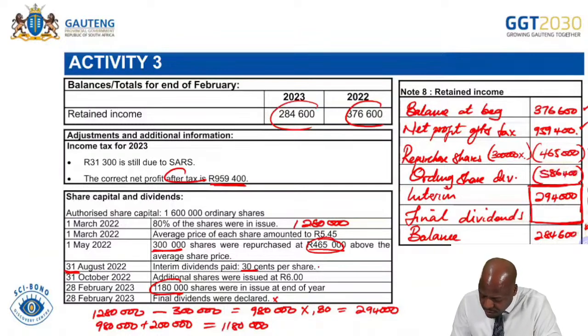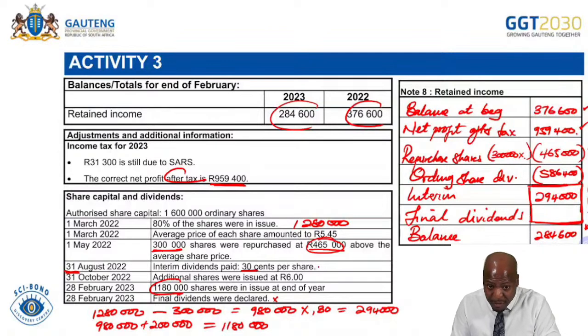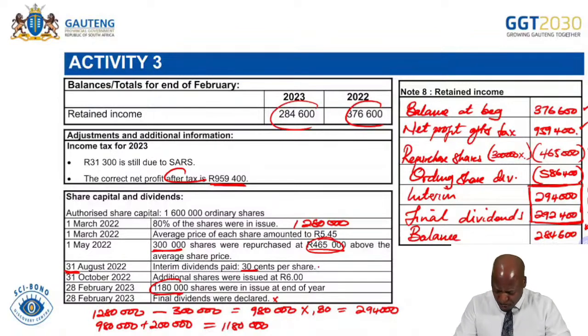That is made up of two dividends, the interim and the final. You already know your interim, so just subtract your interim, which is 294,000. Minus 294,000 would then give you your final dividend, which is 292,400. I wanted to show you what you would do if you are not given certain figures.